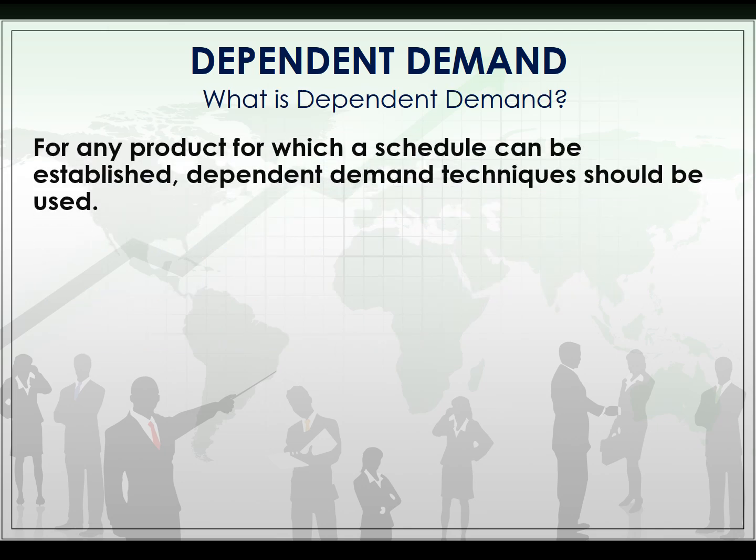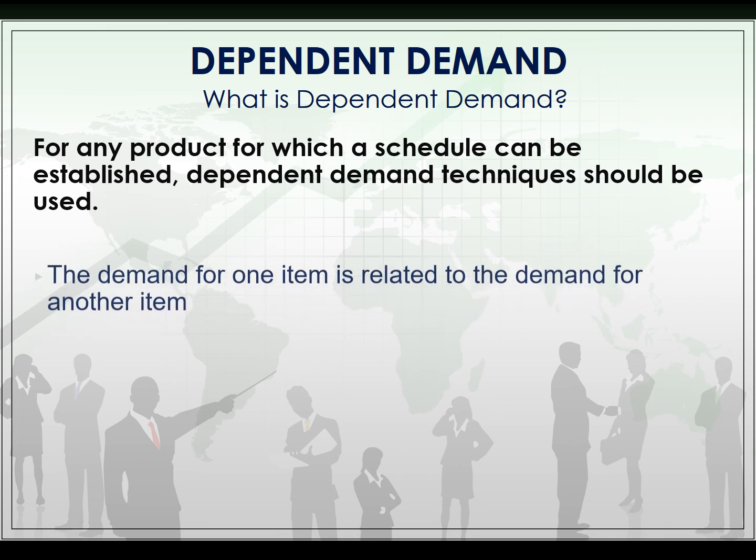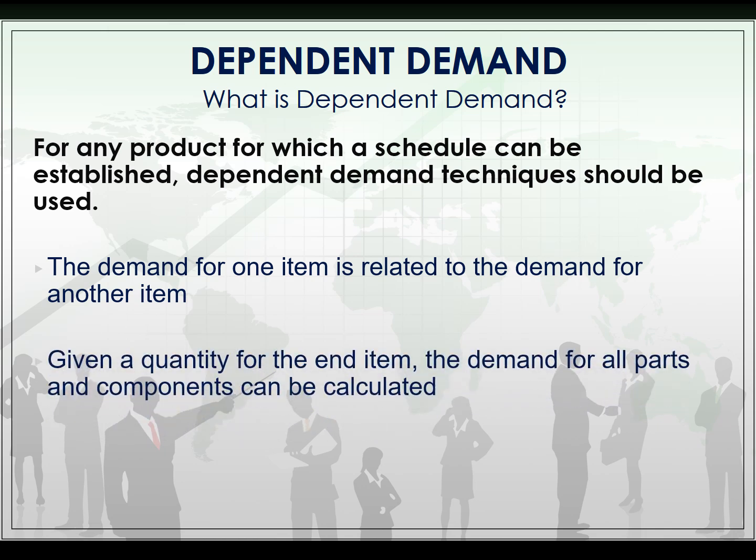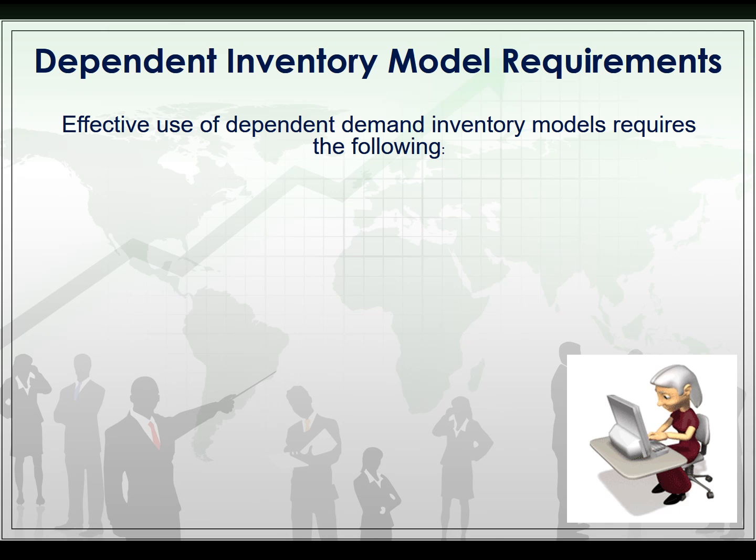And dependent demand is for any product for which a schedule can be established. Dependent demand techniques should be used when demand for one item is related to the demand for another item. Given a quantity for the end item or the final product, the demand for all parts and components can be calculated through the use of a bill of materials.